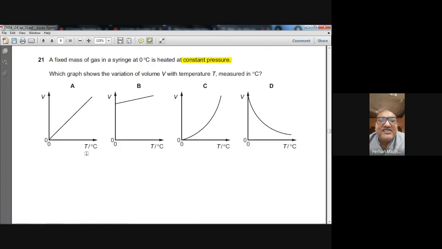If the temperature is in Kelvin, this A graph is only possible if the temperature is in Kelvin. Then when it is 0 Kelvin, the volume of the gas will also become 0, which is a hypothetical thing. We call this absolute 0. But here he has shown degree centigrade. When there is 0 degree centigrade, the volume of the gas will not become 0. So this is the answer.